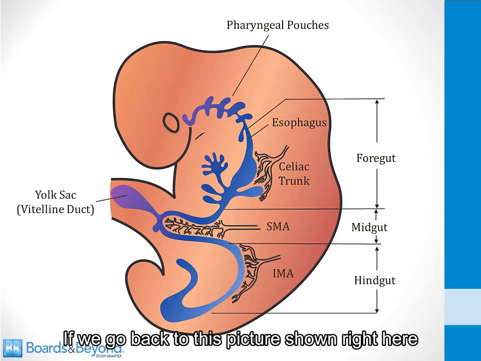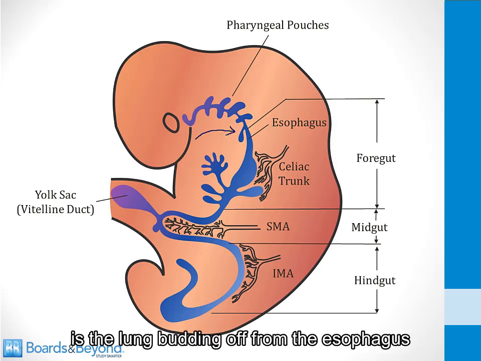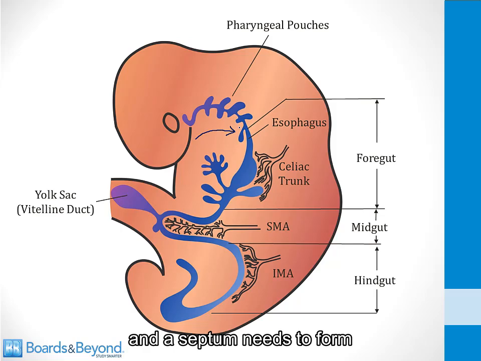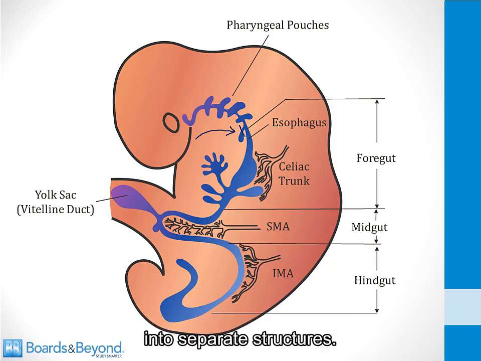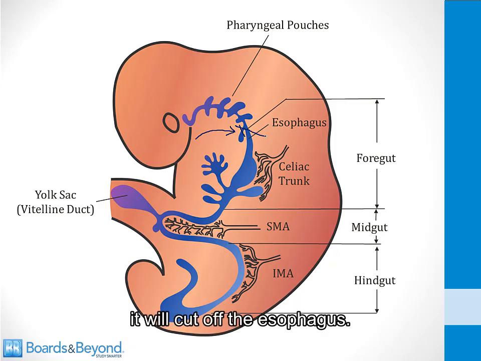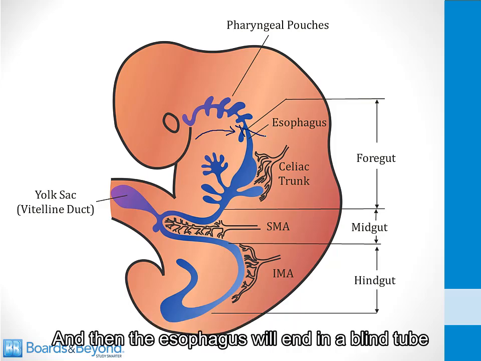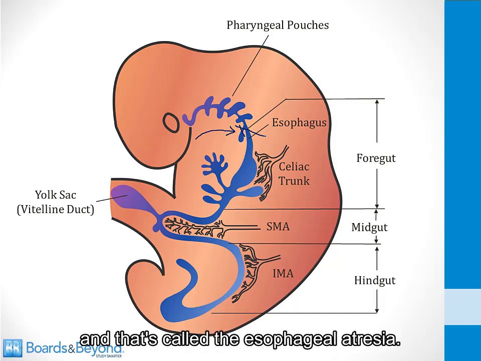If we go back to this picture, shown right here is the lung budding off from the esophagus, and a septum needs to form between the lung and the esophagus to divide the two tubes into separate structures. If this septum deviates posteriorly, it will cut off the esophagus, and then the esophagus will end in a blind tube, and that's called esophageal atresia.